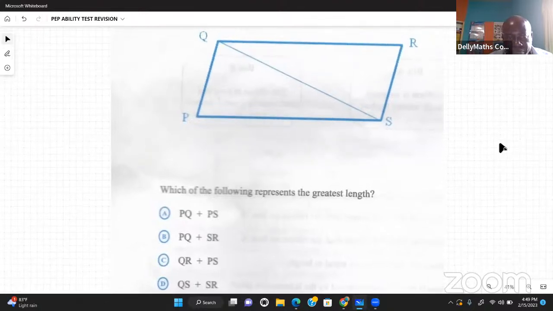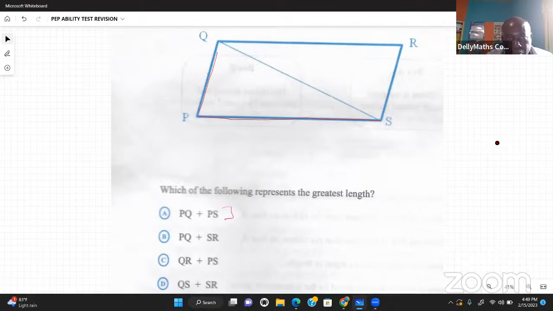Let's take a quick look. PQ plus PS. PQ is this going here, plus PS. So we're taking note: PQ plus PS. One of the things that we want to note is that this diagonal, QS, is a little bit longer than the other sides. So we know what this is. No problem. We're going to eliminate options and see what's going on.